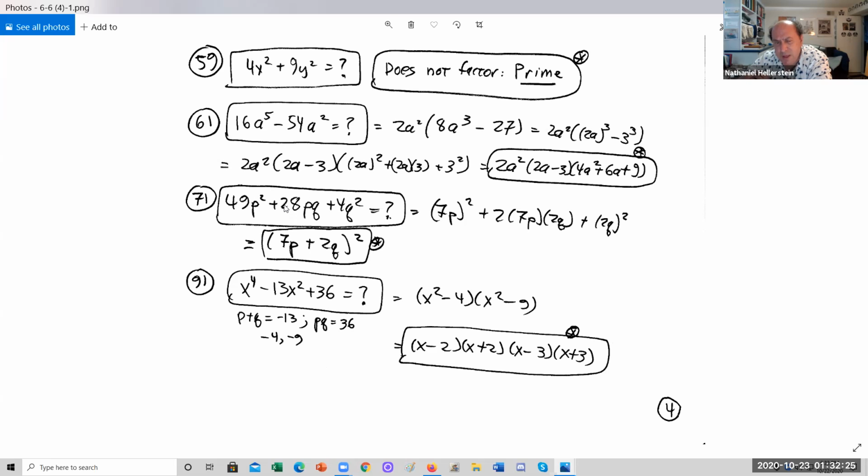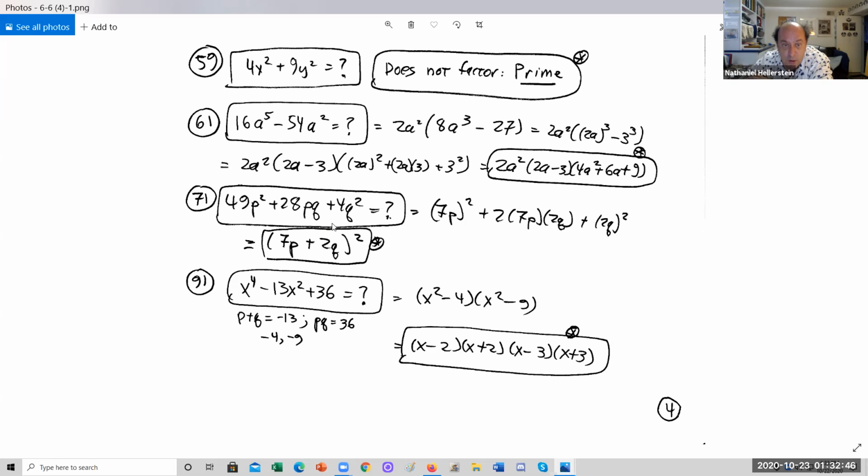When you're doing something like this, it's sort of on spec. I think maybe this is a square of a sum. And this is a square. That's a square. That's easy enough. And then if twice the product of these two things is the middle term, then you're good. And in fact, 7p times 2q times 2 does multiply out to 28pq.